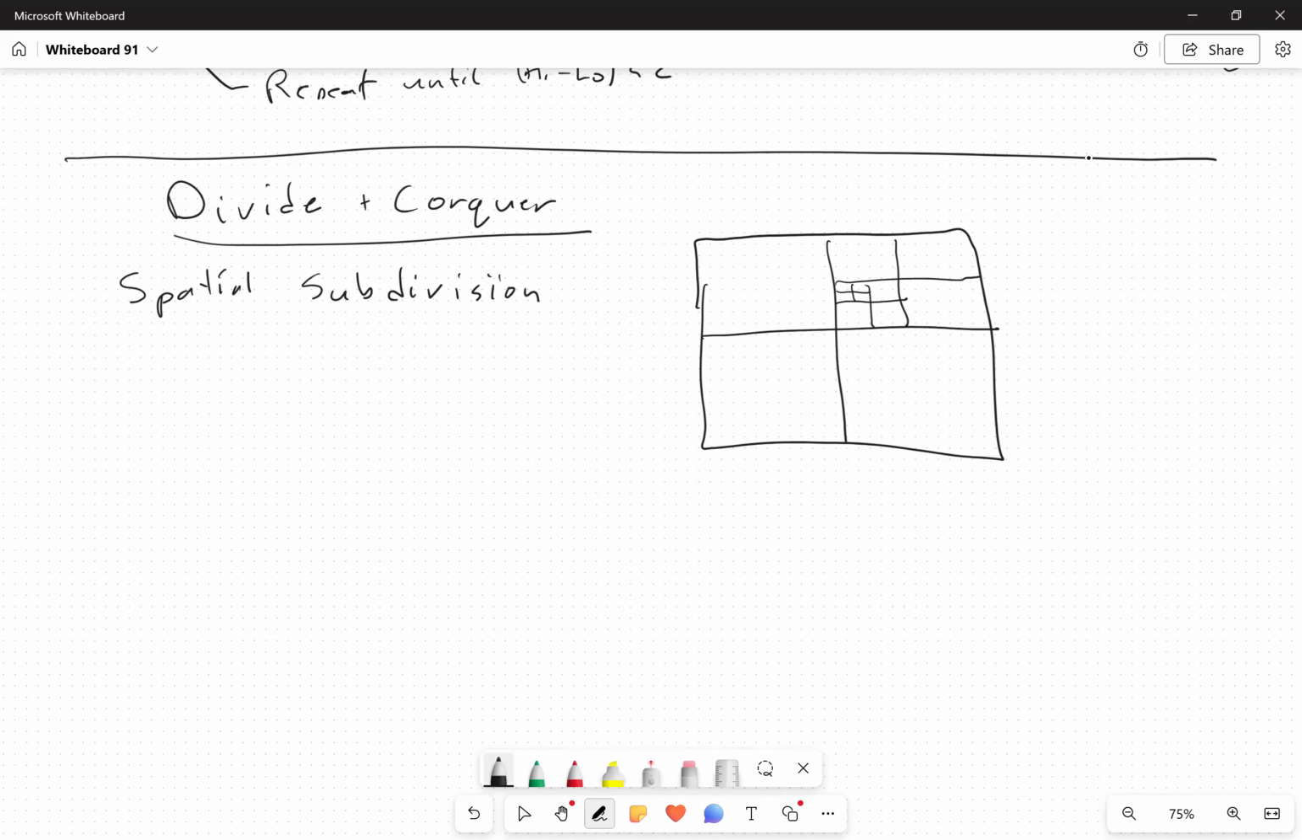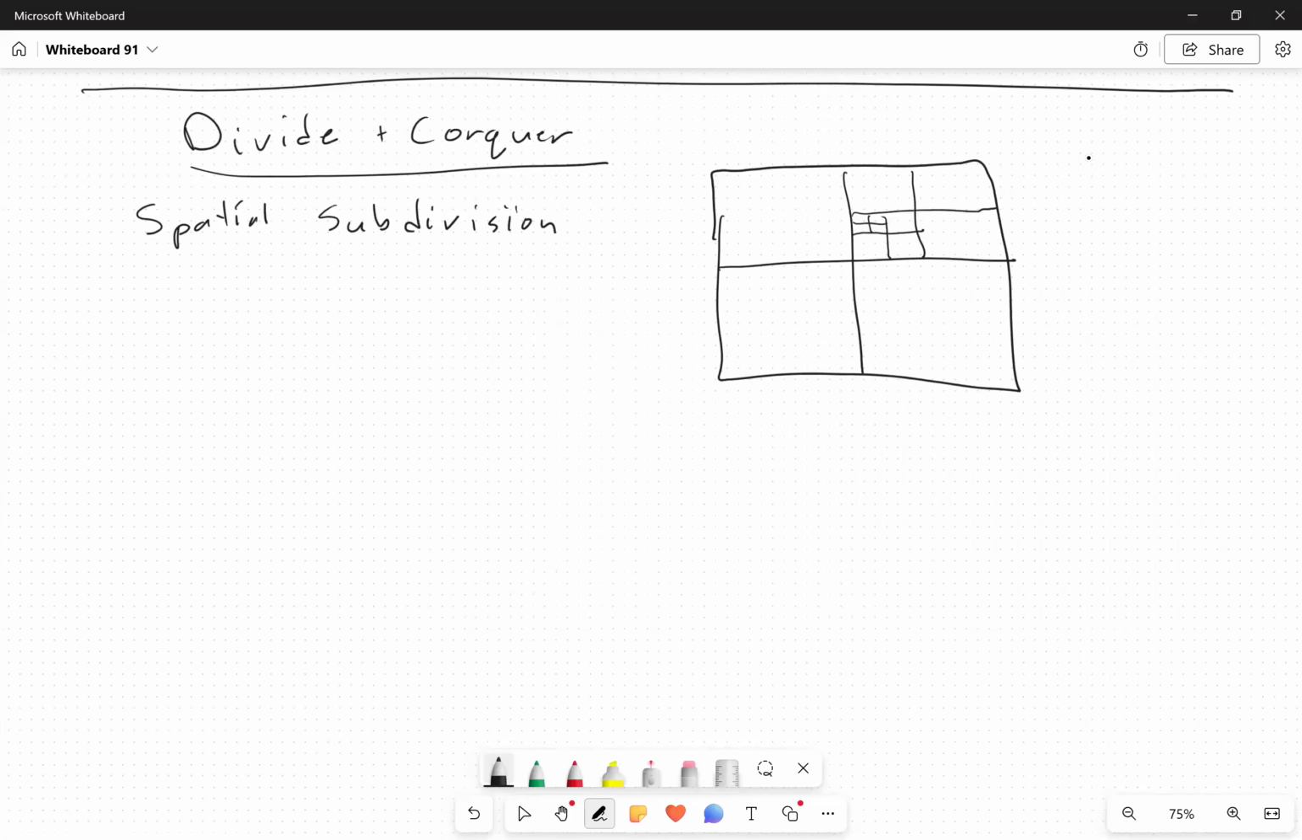So there's all sorts of things. There's sort of extensions from 1D into 2D that are based on cases like this. Another thing for divide and conquer that I think is useful to realize is binary exponentiation.